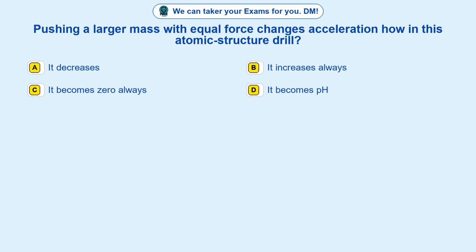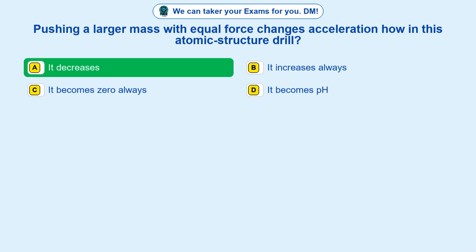Question 58. Pushing a larger mass with equal force changes acceleration how in this atomic structure drill? Option A, it decreases. Option B, it increases always. Option C, it becomes zero always. Option D, it becomes pH. The correct answer is option A, it decreases.